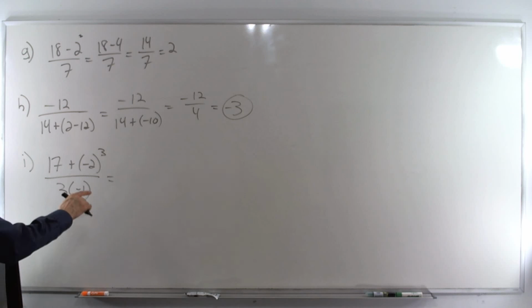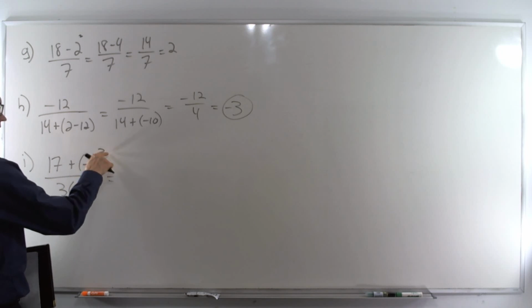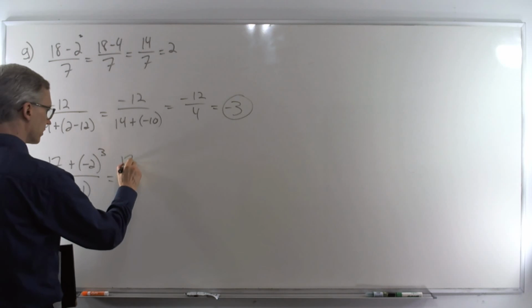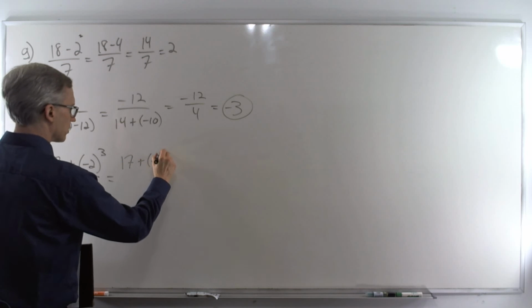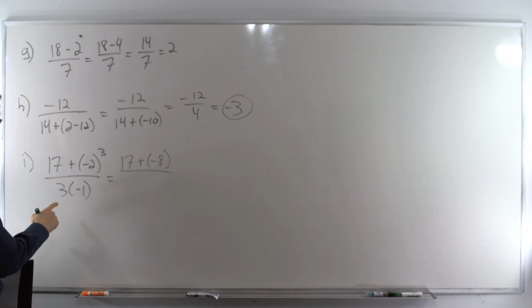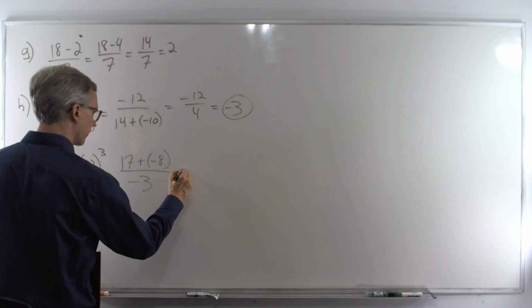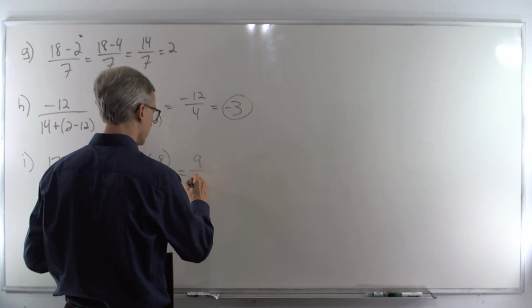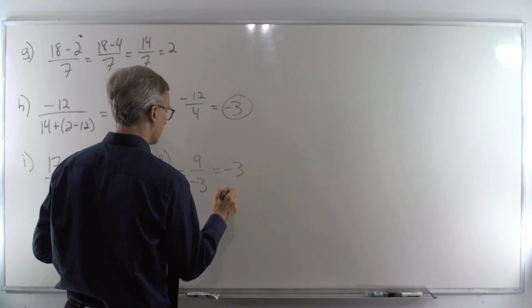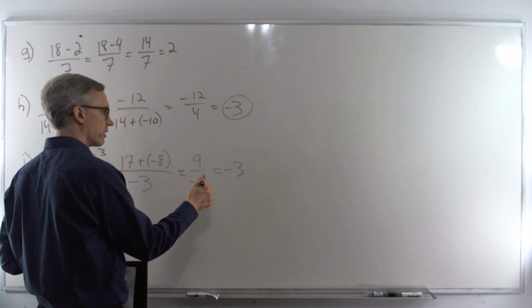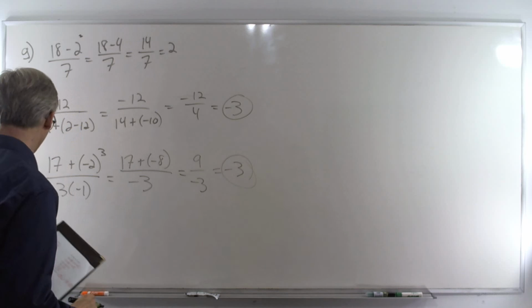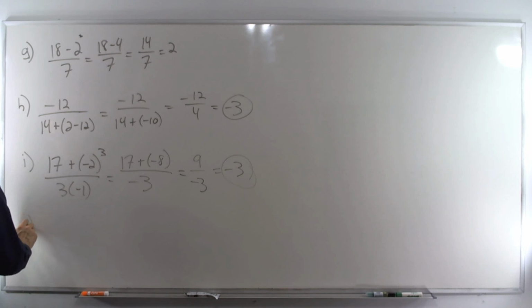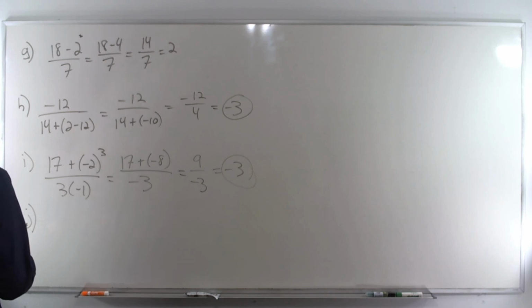Now on top, we have an exponent, so we'll do negative 2 to the third power. That is negative 8. 17 plus negative 8 on top. 3 times negative 1 is negative 3. Now we'll combine the top. 17 plus negative 8 is 9. Gives us a single number on top and bottom. Divide to get negative 3. And finally, J.